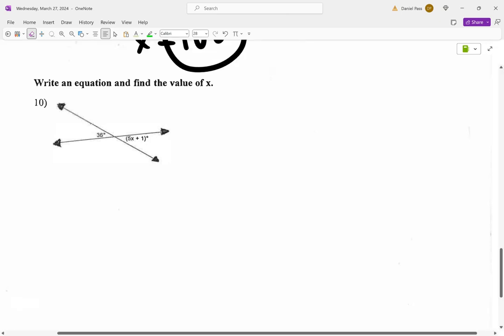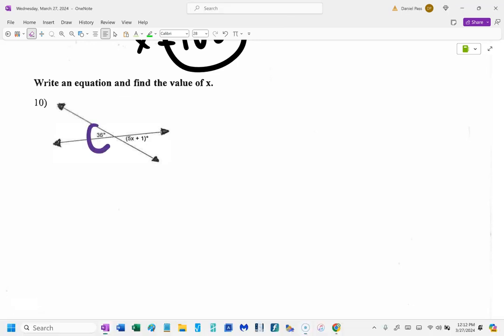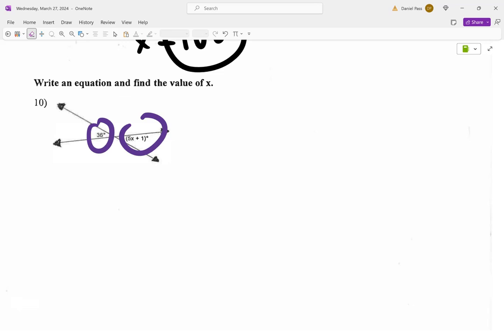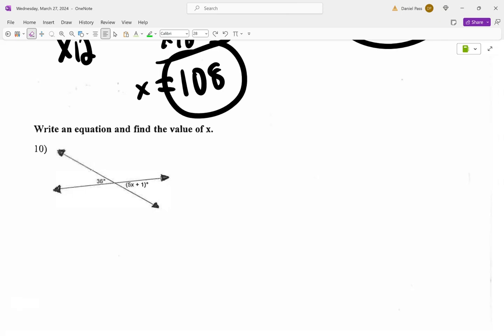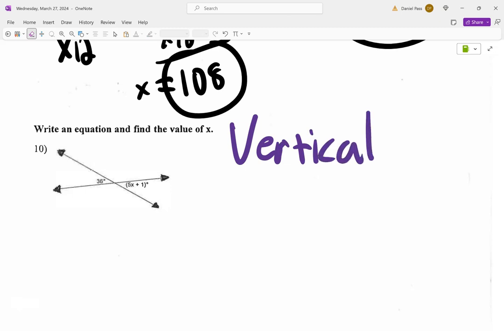Okay, go ahead. How do we do this problem? So you take 5x plus 1 and... For these, this one and this one, what kind of angles are those? Are they supplementary? What are they? Oh, they're vertical. Okay, so if these are vertical, then that means they are equal to each other, right?